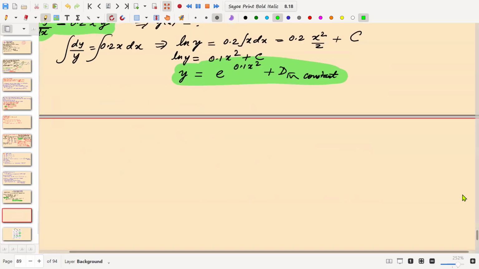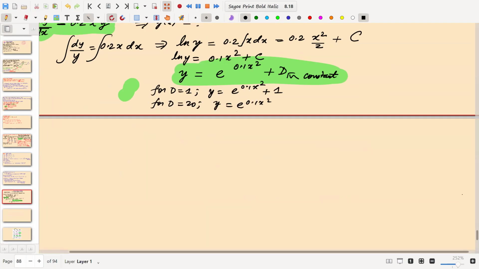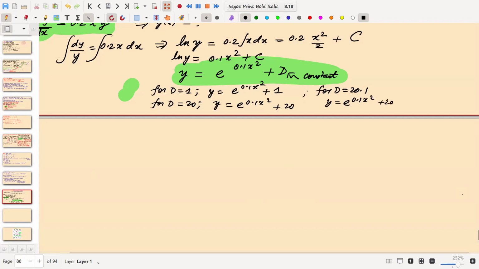You have the solution y equal to e to the power 0.1 x square plus d. So now, for d equal to 1, you have the solution 0.1 x square plus 1. For d equal to 20, you have y equal to e to the power 0.1 x square plus 20. For d equal to 20.1, you have y equal to e to the power 0.1 x square plus 20.1.